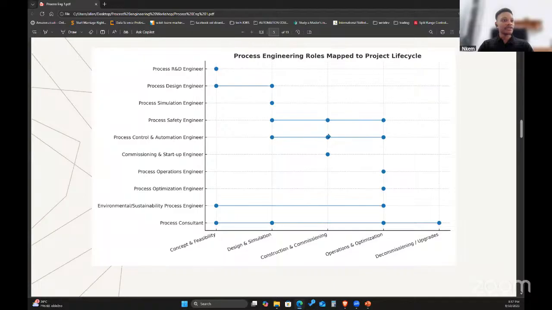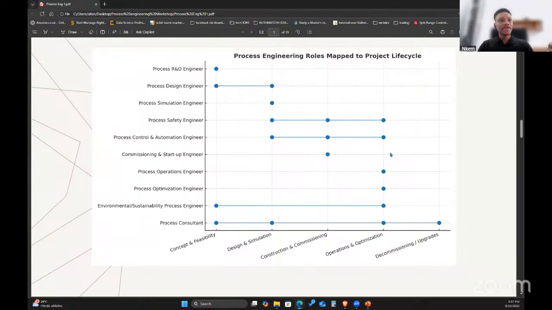And also in the construction, the process safety engineer has to be there. The automation also has to be there because you have to do your wiring and your terminations of the cables and the equipment, with the field equipment and the control equipment. And the commissioning and startup engineer, of course, has to be there for the commissioning of all this that has been done throughout all the stages.